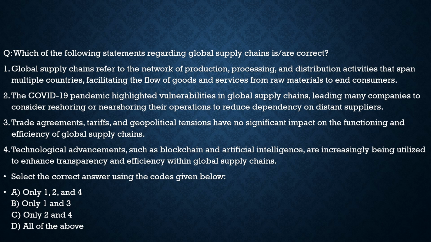Here this question says, which of the following statements regarding global supply chains are correct? First statement, global supply chains refer to the network of production, processing and distribution activities that span multiple countries, facilitating the flow of goods and services from raw materials to end consumers. Correct. This is the proper definition of the supply chain. Second, the COVID-19 pandemic highlighted vulnerabilities in global supply chains, leading many companies to consider reshoring or nearshoring their operations to reduce dependency on distant suppliers.